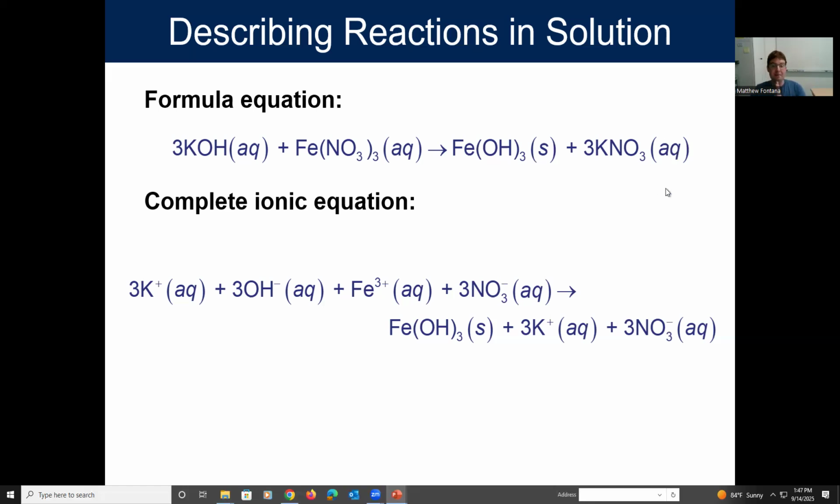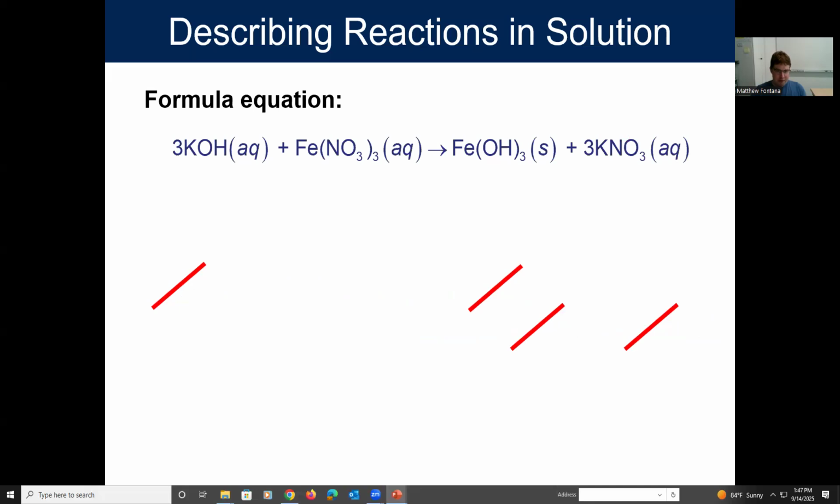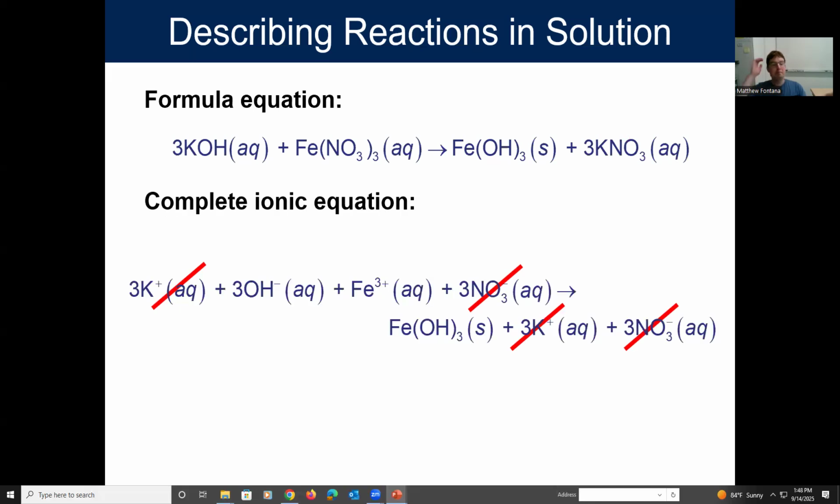All right, so that's what's called the complete ionic equation. The traditional equation that we look at is what's called the formula equation. And then when we split everything up into the individual ions, that's what's called the complete ionic equation. Then what we can do is, let's take a look here. Okay, there you go. So then what you can do is the following.